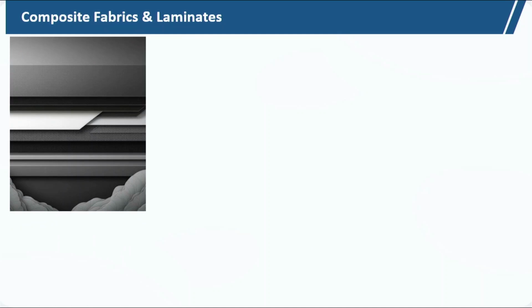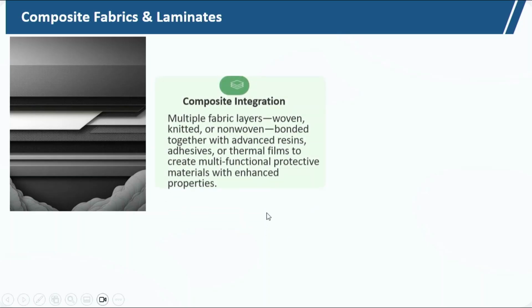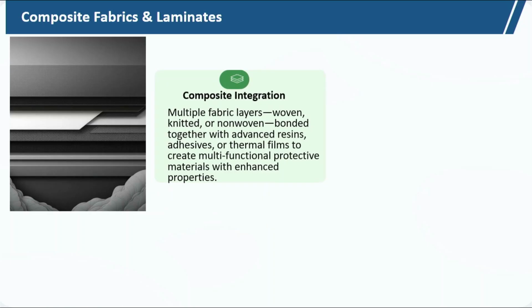So, composite fabric laminates are very important. Normally, single layer textile materials are not used for extreme conditions. So, there we need a multi-layered structure like composite integration, where woven with knitted or non-woven fabrics can be used. They are sometimes bonded, and each layer performs its own distinct function. So, for that we need multifunctional protective textiles.